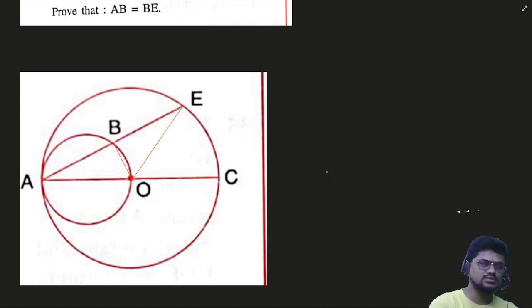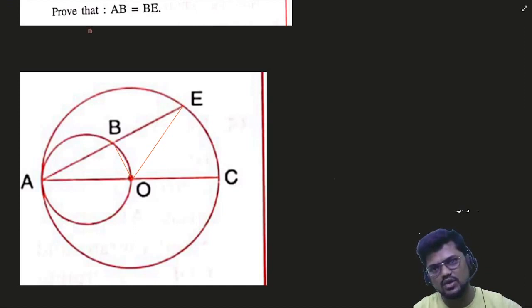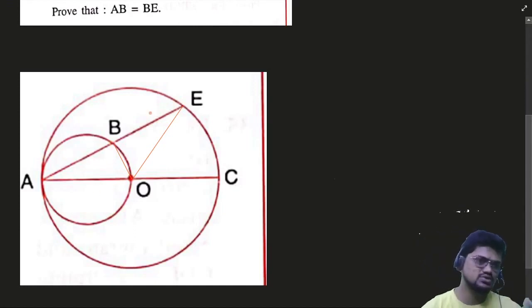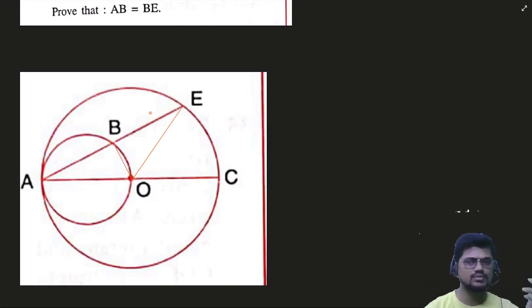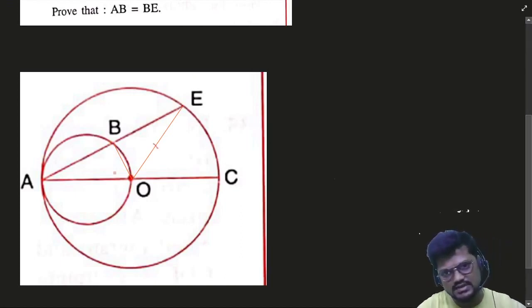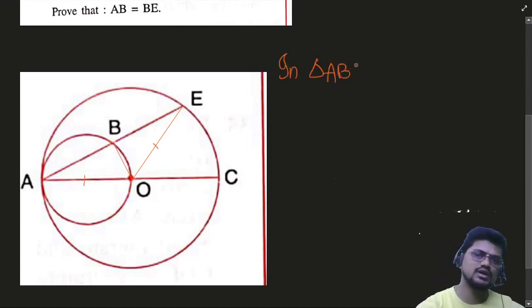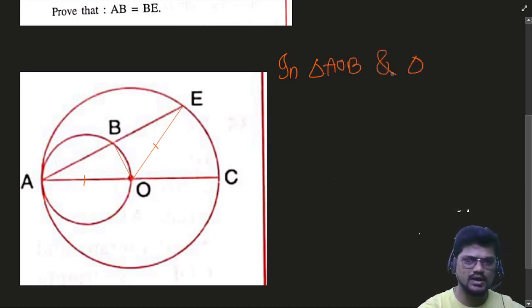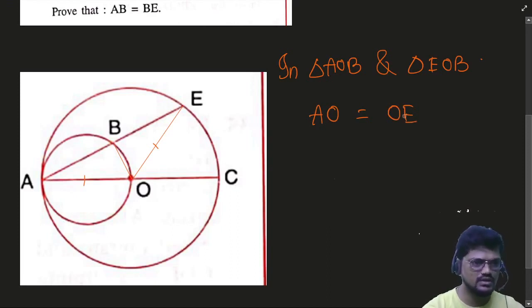Now to prove that AB equals BE, we need to prove that these two triangles are congruent. As you can see, these two triangles are congruent only, but we have to prove it. Now how can we prove it? In triangle AOB and triangle EOB, what sides do you have? AO is equal to OE. Yes or no? Why? Because they are radii of the same circle.